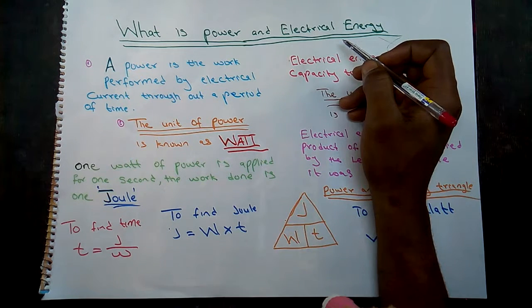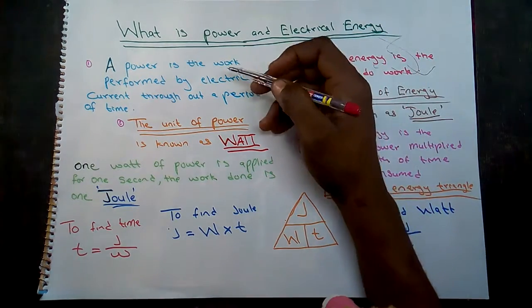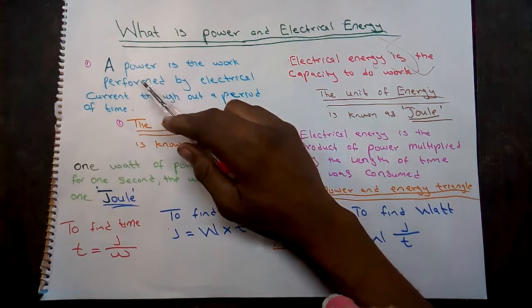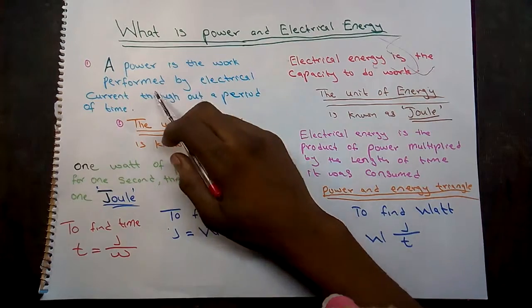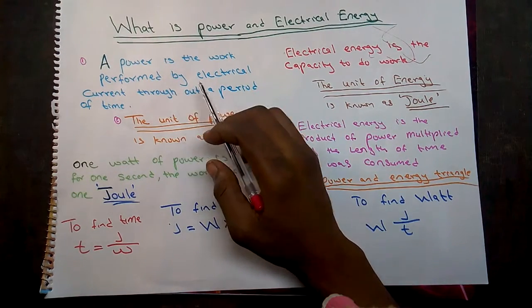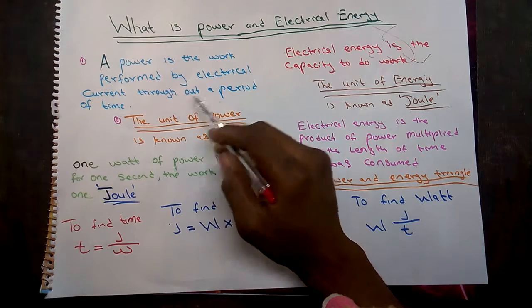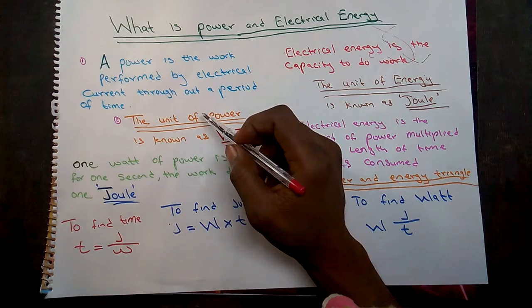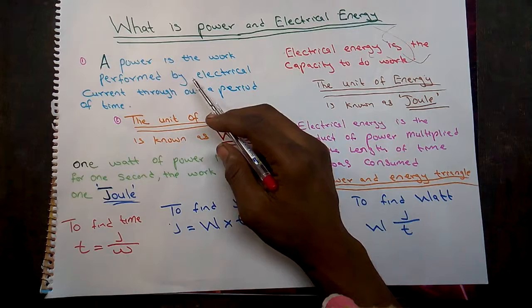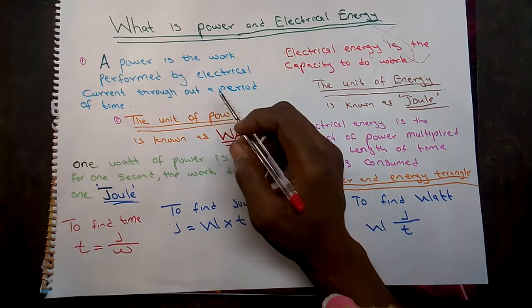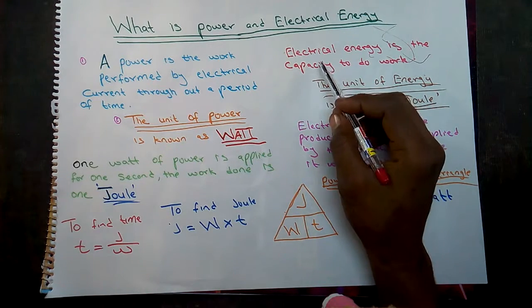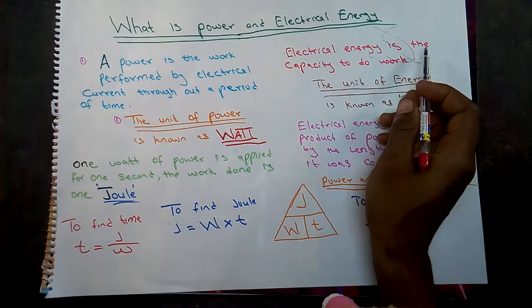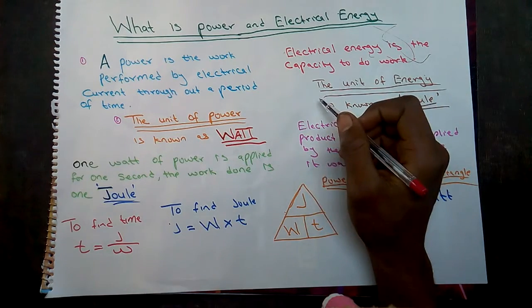So before I go into what is power and energy, let's define power first. We say that power is the work performed by electrical current throughout a period of time. Okay, this is the simple definition of power. And now let's define electrical energy. Here, electrical energy is the capacity to do work.